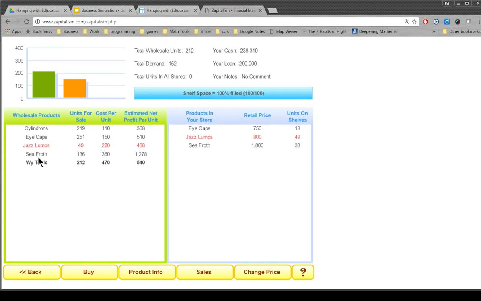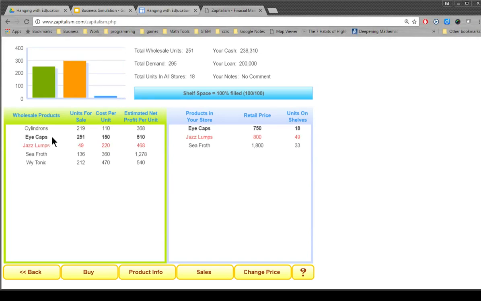I can look at the other items and I get to see their graphs and what their demands are. The jazzy lumps, the thing I'm having such a hard time moving, the total demand is only 50. I've got 49 in hand. It's almost like I have to pay them to take them off my hands. That's a horrible position to be in.